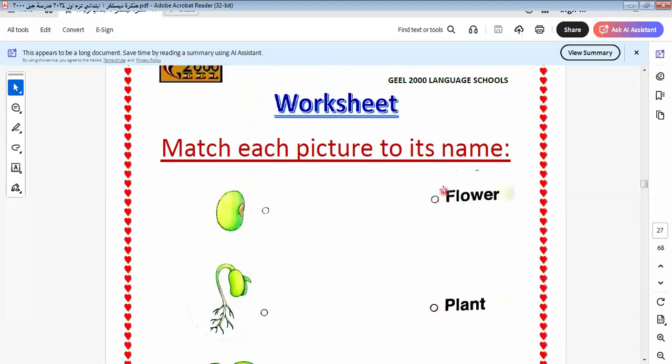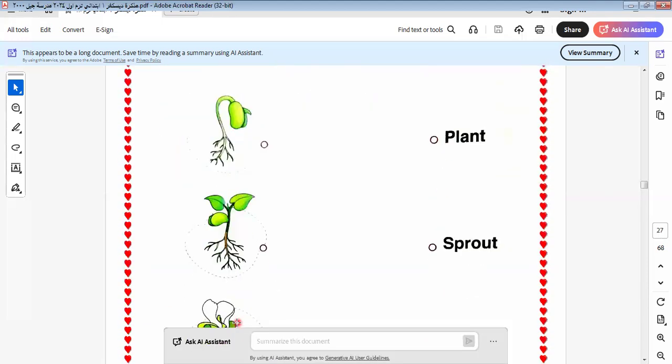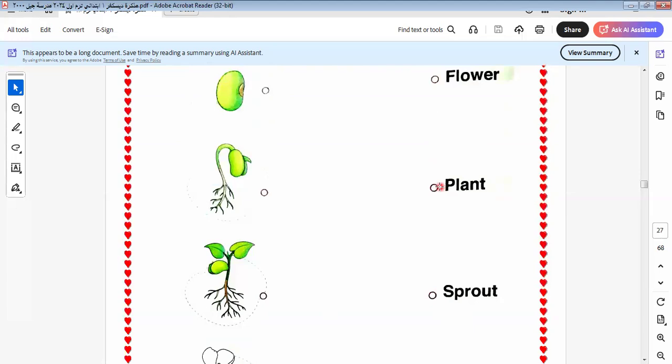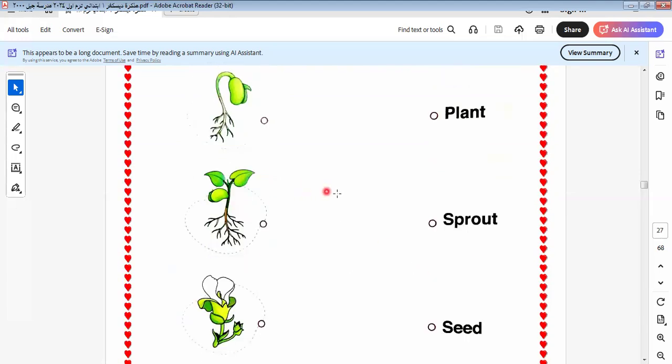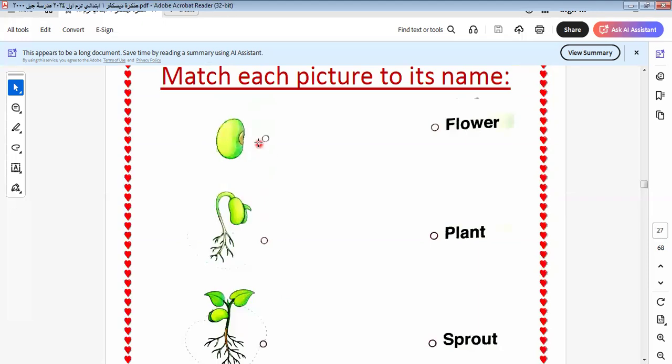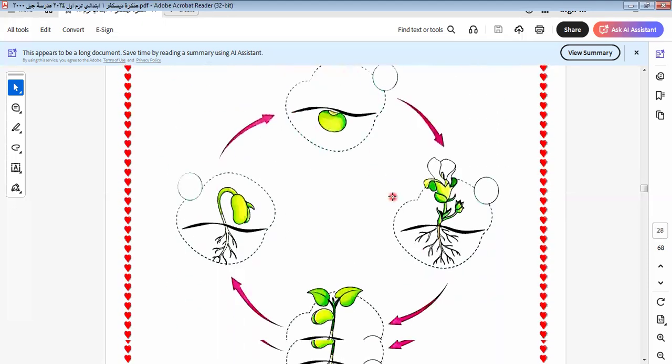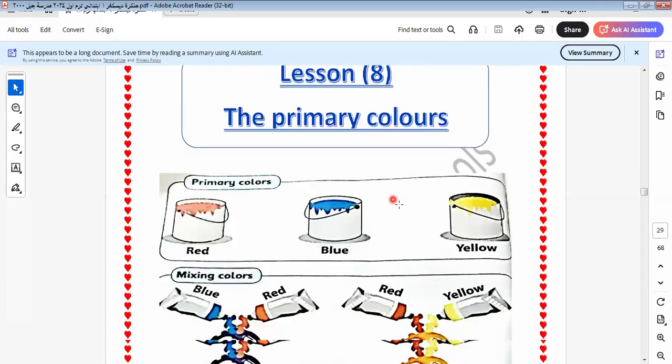Okay, I will repeat it again. Flower, which one is the flower? The last one is the flower. Plant, which one is the plant here? This one. Sprout, this one. Seed, the first one. Okay. Here is the cycle of the plant. I will leave it for you to do by yourself.